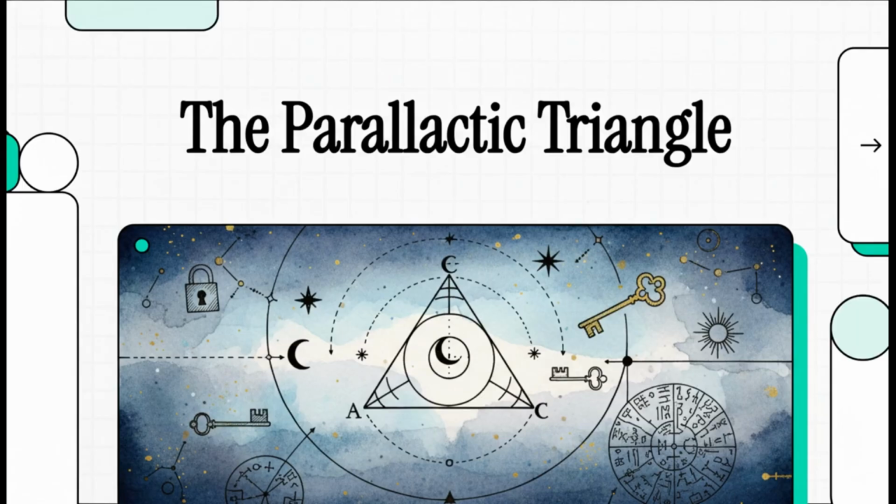I want you to think of it as a celestial Rosetta Stone, the master key that translates the language of our local sky into the universal language of the cosmos. Let's delve into exactly how this works.